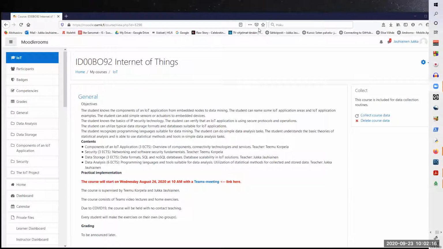Let's try today. I'm trying today to talk about the classification a bit more, and just a few words about the MongoDB. If you have something to ask, please do so.